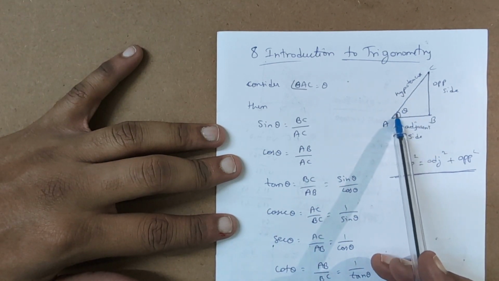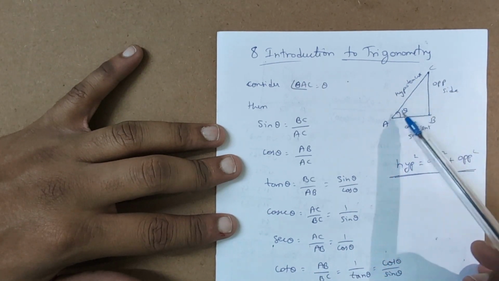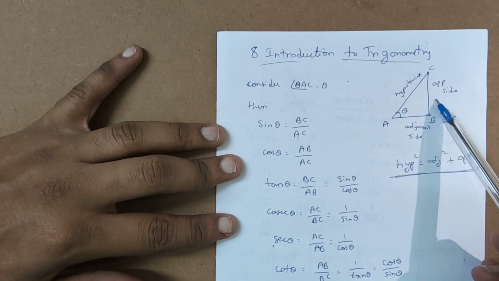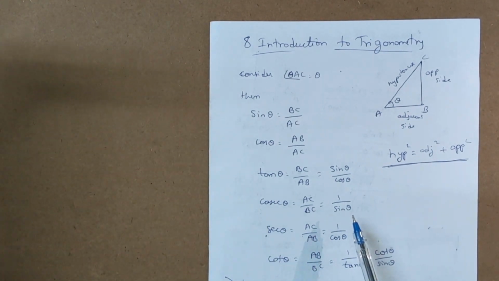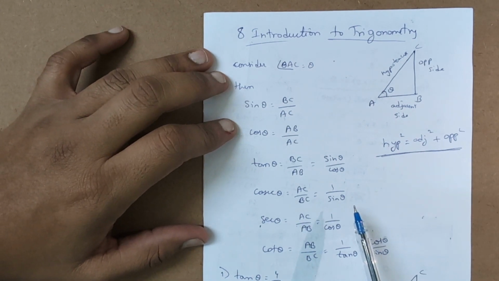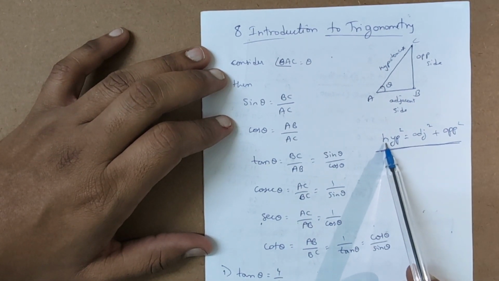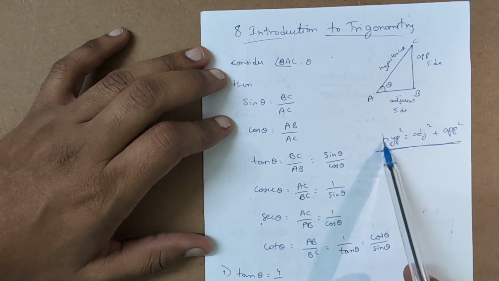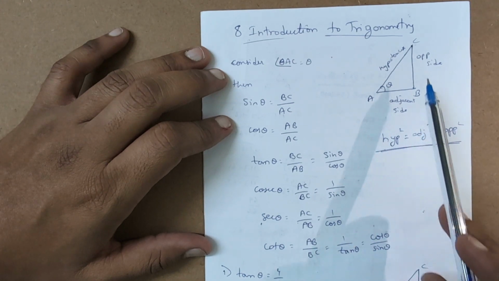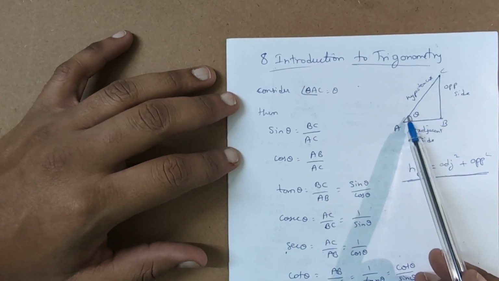The line which is adjacent to this angle we consider the adjacent side, and the side which is opposite to this angle we consider the opposite side. For any right angle triangle, the first formula or theorem you remember is the Pythagoras theorem. What the Pythagoras theorem says is the square of the hypotenuse is equal to the sum of squares of the other two sides. That is, hypotenuse square equals adjacent square plus opposite side square. Consider this as theta.